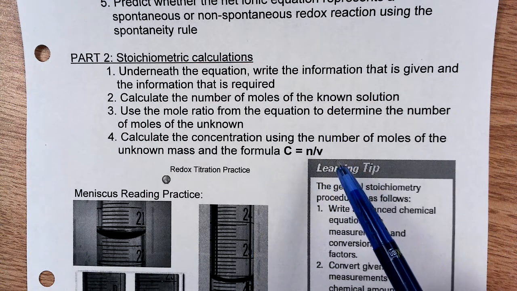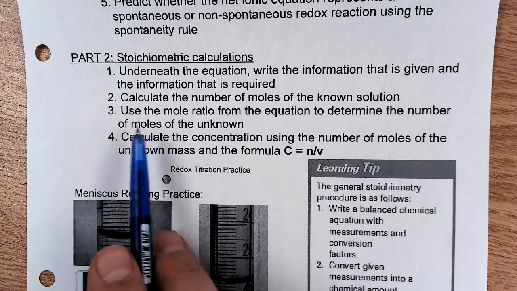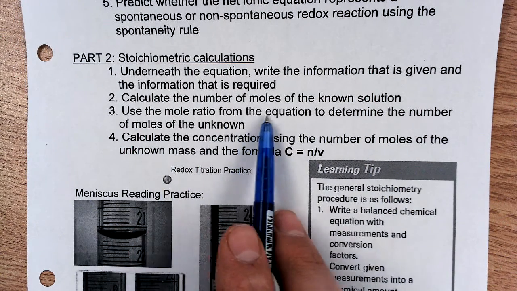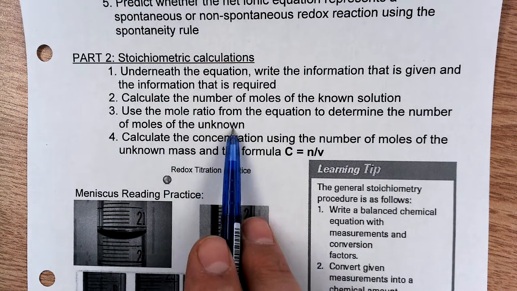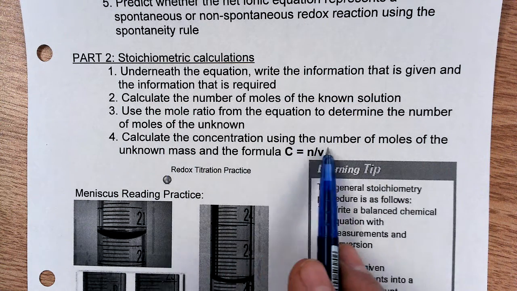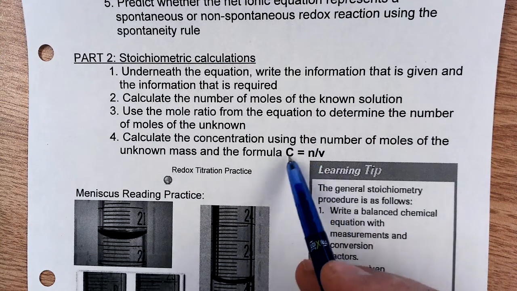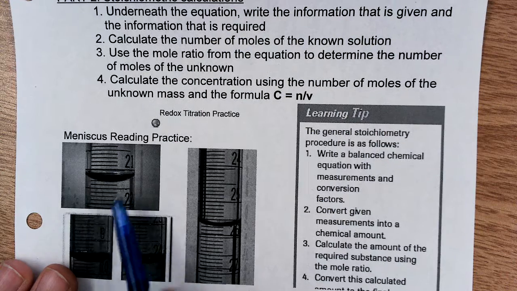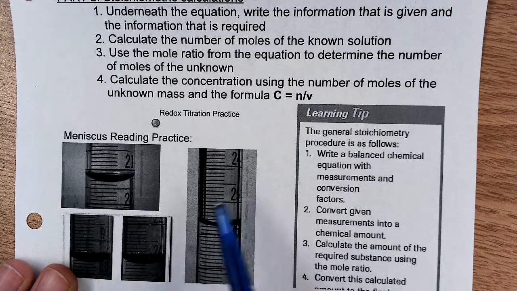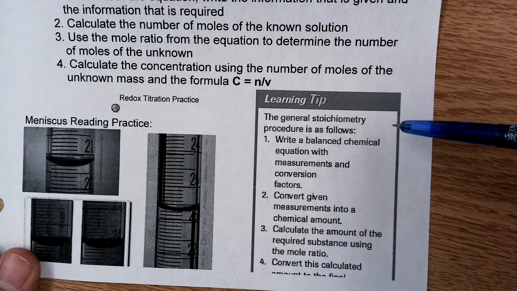We also should know unit analysis, so when I do my example, I'll try and show you both ways. And then use the mole ratio from the balanced equation to determine the number of moles of unknown and calculate the concentration. Then once we have our n, we divide by our volume to get our new concentration. Meniscus reading we aren't going to worry too much about, just because we aren't going to actually be doing the lab.